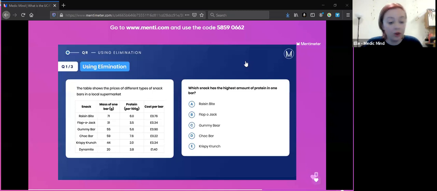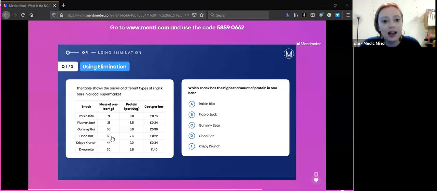Yeah, so I've got the answer in front of me, and actually that person is correct. The answer was D, chalk bar. And just looking at why that is, the protein amount is highest for chalk bar. So that already makes you think this is one of the ones I need to consider. And the mass is reasonably high. I think it's the second highest on that list.